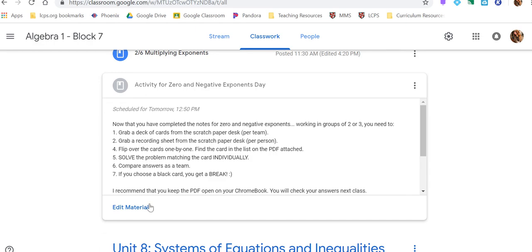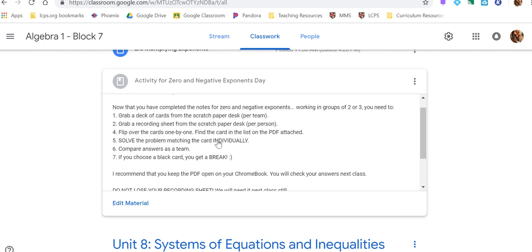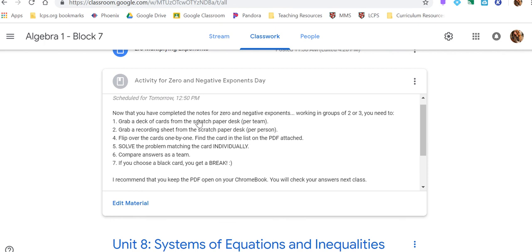On Google Classroom, there's a post in the stream. It hasn't shown up yet right now because I'm recording early, but there's a post on your screen that includes the actual material you need in order to play the game. You're going to grab a deck of the cards from the scratch paper desk. You only need one deck per team. You're going to grab a recording sheet from the scratch paper desk as well, and that is one per person.